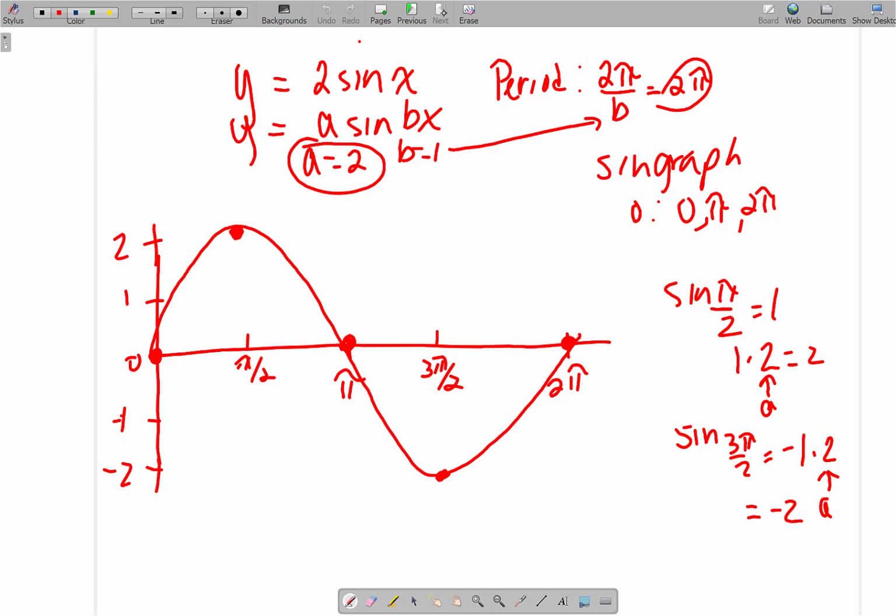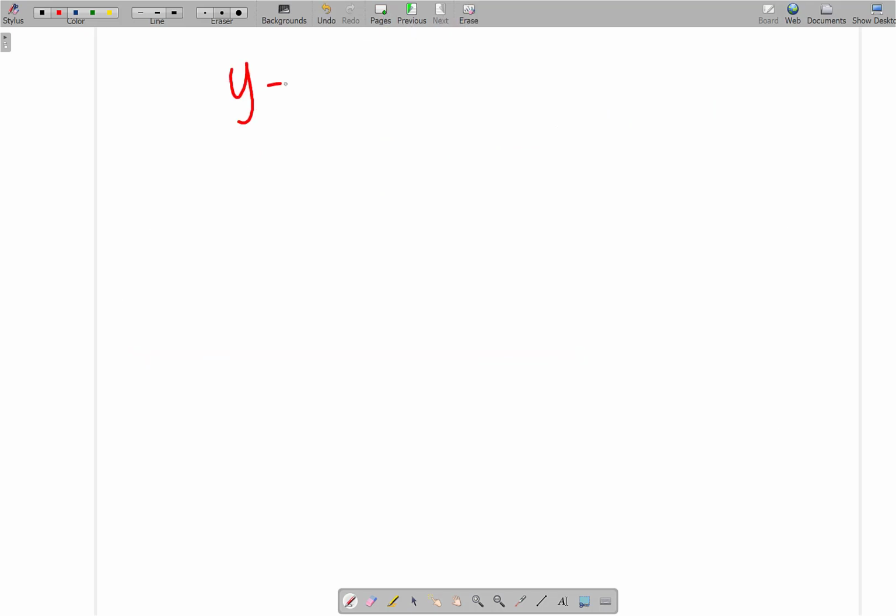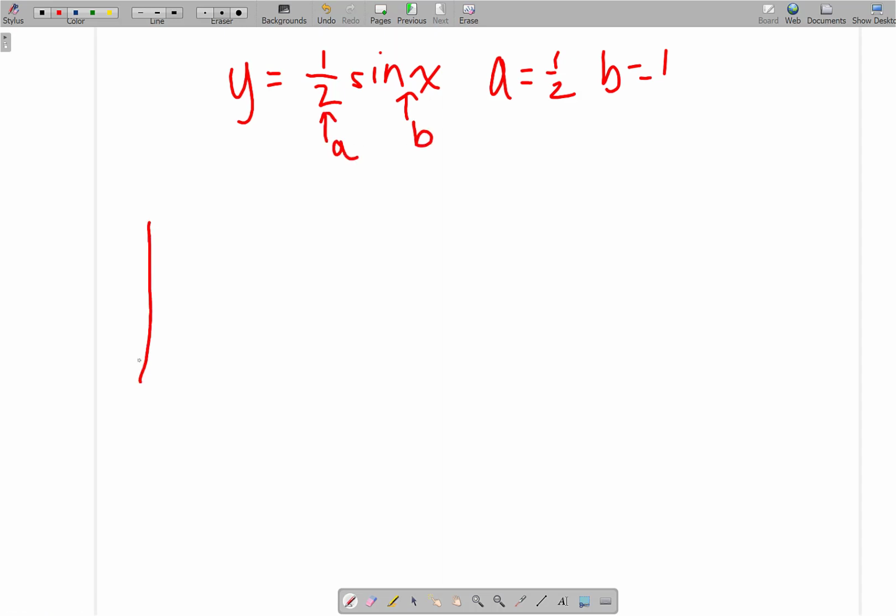Now, let's try another one. Okay, let's try y equals 1/2 sine of x. Now you try to do that and see what you come up with. Again, a is going to equal 1/2 and b equals 1 because there's nothing in front here. So that's our b and this is our a. So again, you're going to do the same values that you always do. We're not sure how far we're going up or down, so we'll do 1 and -1.